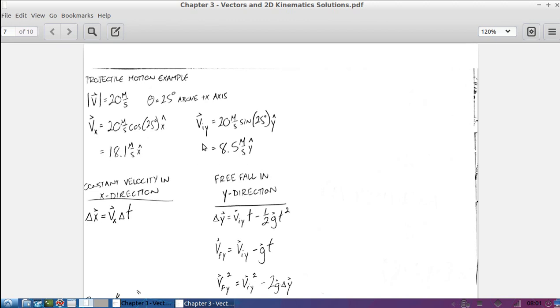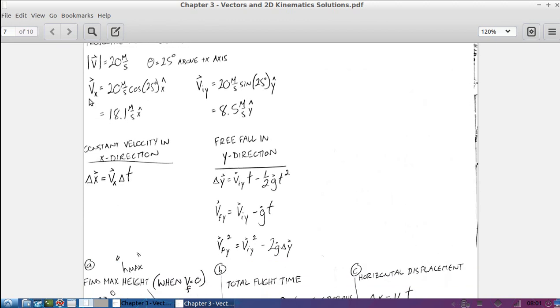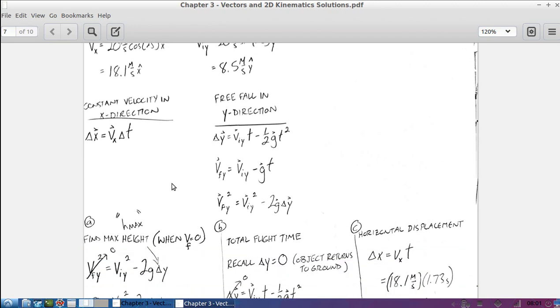So a little tiny change in my notation here. I've got v initial y, but I don't have an initial here. Why don't I have a v initial here? Because this velocity in the x direction is constant. Only one kinematics equation applies, that's delta x is v delta t. So v sub x stays the same throughout.